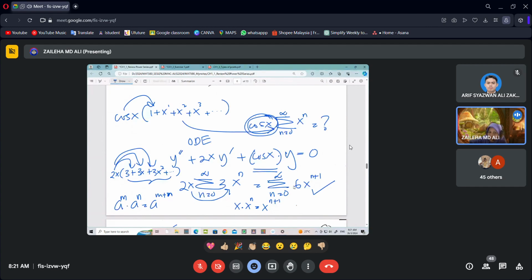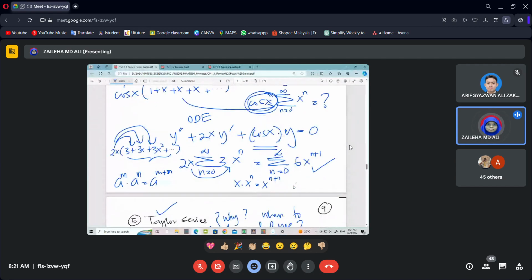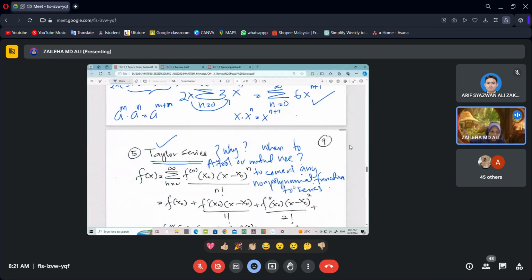So that's why we convert cosine of X into a polynomial, because polynomial times polynomial we can merge. Like this, it can merge. But cosine of X cannot merge. Okay, so that's why we use Taylor series. When to use it? Whenever we have a non-polynomial function, we need to use Taylor series. Are you okay so far?